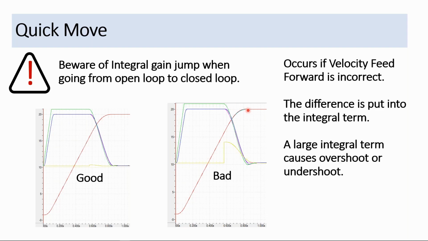And this can occur if the velocity feed forward is incorrect. When the axis switches from open loop to closed loop, it calculates the control output based on velocity feed forward. And if that differs from the current control output, then the difference is put into the integral term. So the integral term can end up with a large positive or large negative value that can cause overshoot or undershoot. So that's the one thing we need to watch for on the quick move. So let's have a demonstration of this.